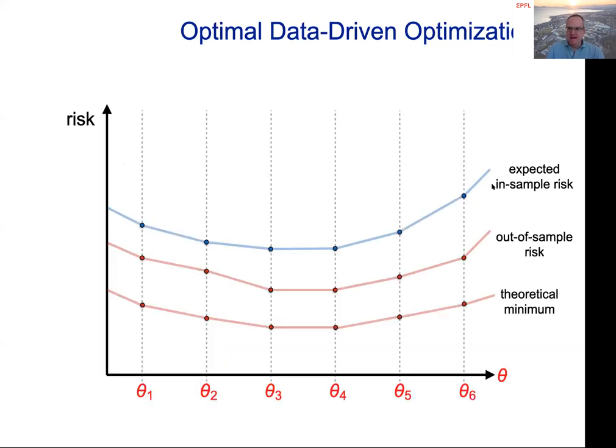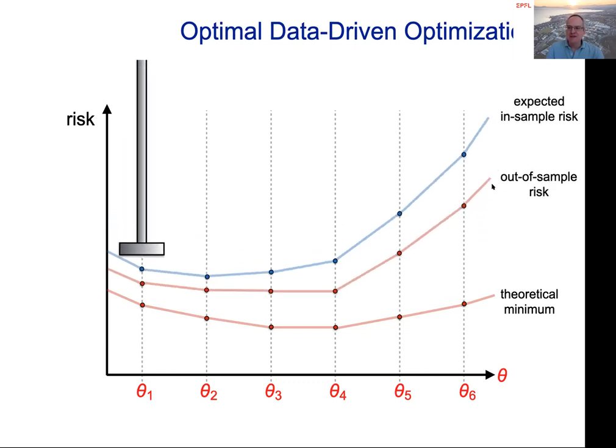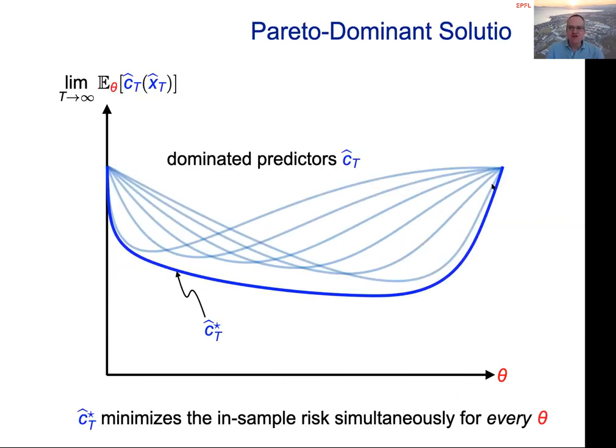Okay. So now, in multi-objective optimization models, it is usually not possible to minimize all objective functions simultaneously. For example, if we minimize the objective function corresponding to theta one here on the left-hand side, then it may well happen that we end up deteriorating the objective function for a theta six. So we should be very lucky to find a Pareto dominant predictor, here visualized by C hat star T, and that would be a predictor that minimizes all the objective functions simultaneously. So if we can find such a Pareto dominant predictor, then we know that it attains the best possible trade-off between in-sample risk and out-of-sample disappointment under every possible theta, and therefore in particular under the unknown true model.